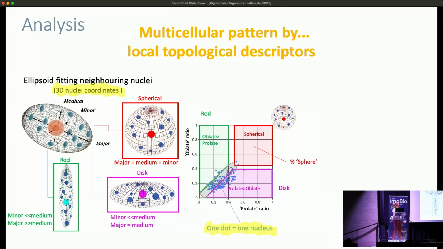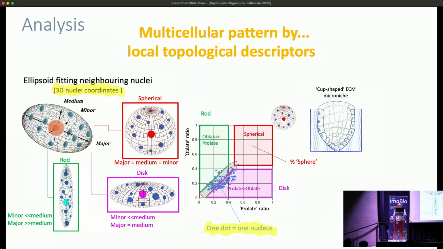Each dot here is really one nucleus. So you compute that for your 3,000 nuclei, and you can see the distribution of the neighborhood of each of the inhabitants of your organoid. And for example, in this proof of concept experiment, we force the cells to have a shape and to have a layer. Here it's a cup shape of ECM, so we have this kind of wine glass shape of this spheroid. So it's not a spheroid anymore.